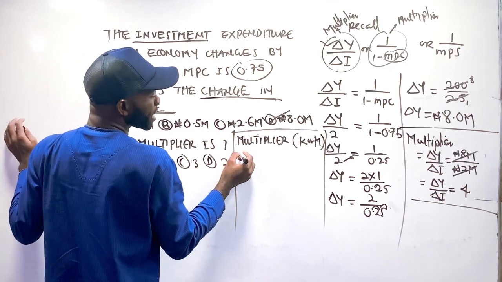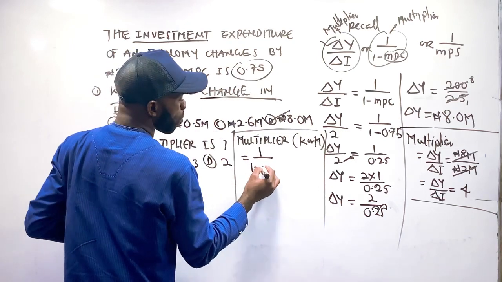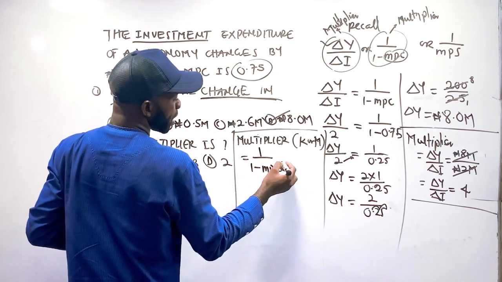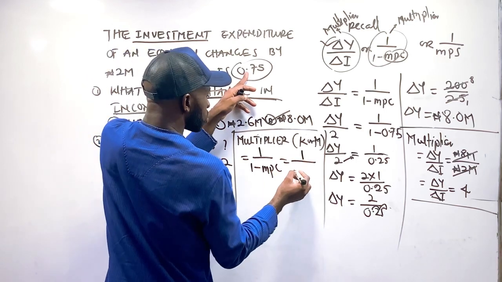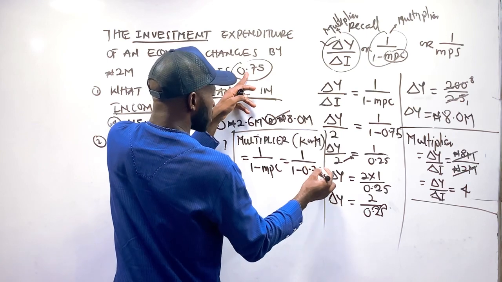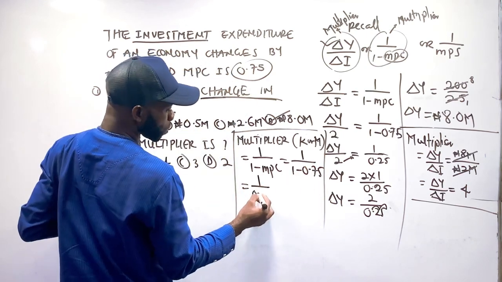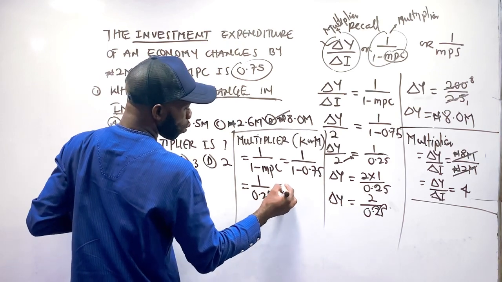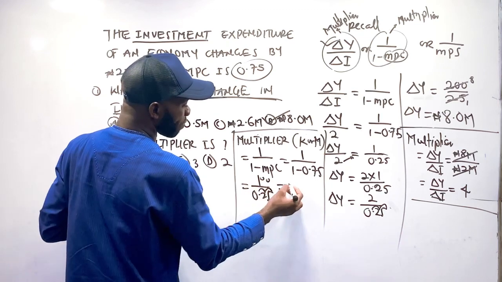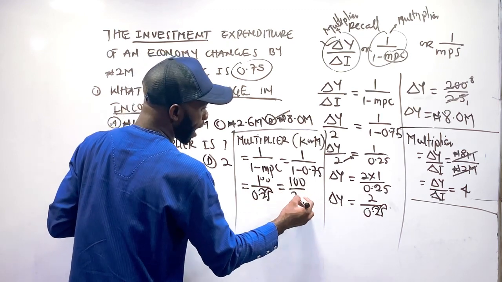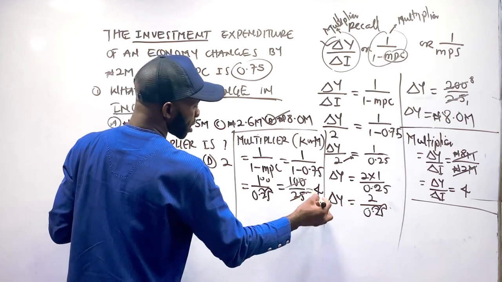Can I go on? Now this is multiplier, and then we have to use the second formula. We have 1 over 1 minus MPC. And then our MPC is 0.75. We have 1 over 1 minus 0.75. We should arrive at the same answer if what we're doing is correct. 1 over 0.25. If I move the decimal point twice and add zeros above, I'm going to be having 100 over 25. Take note, this against this gives you 4.